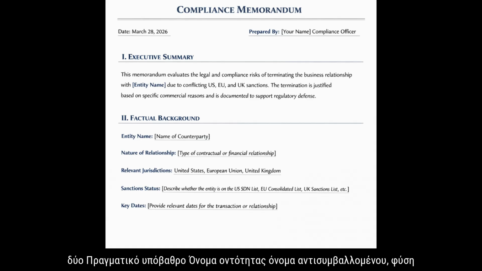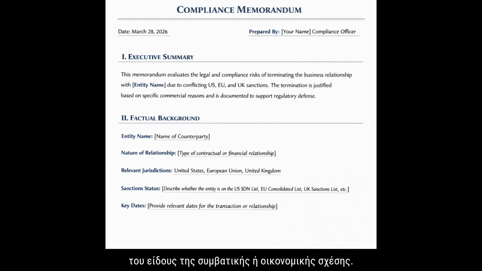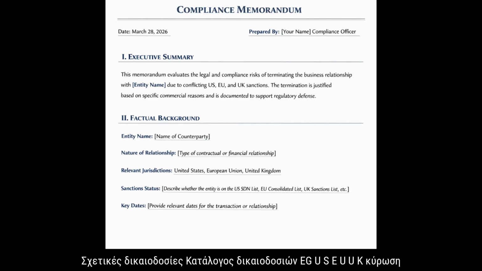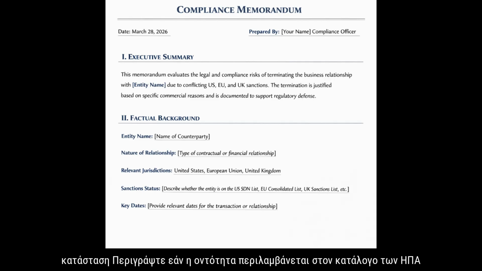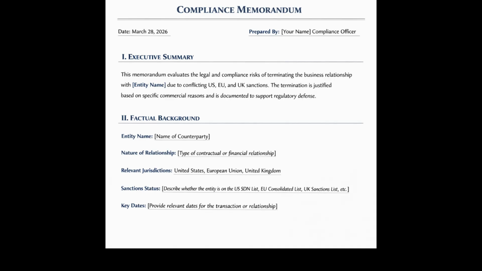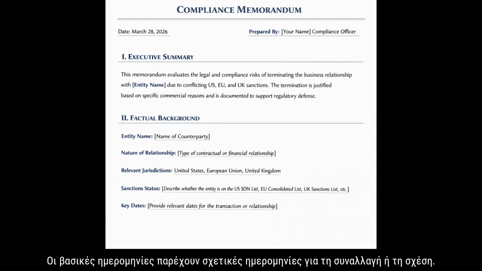2. Factual background: entity name, name of counterparty, nature of relationship, type of contractual or financial relationship, relevant jurisdictions, list jurisdictions, e.g., US, EU, UK sanctions status. Describe whether the entity is on the US SDN list, EU consolidated list, UK sanctions list, etc. Key dates: provide relevant dates for the transaction or relationship.